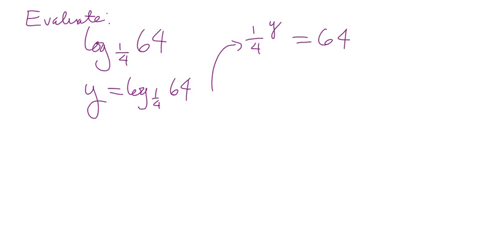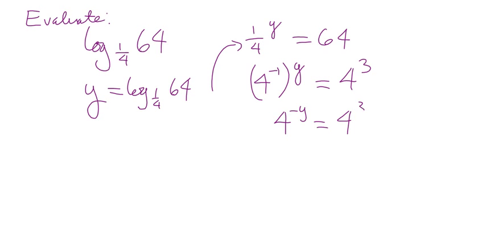Now, unfortunately, if this was base 10, life would be easy, right? You'd just go log 64 and pull the number out of the calculator. It isn't. So we need to express these as powers of the same base, and that base is 4. So what's 1/4 expressed as a power of 4? 4 to the -1, right? And then it's to the power y. What's 64 as a power of 4? 4 to the 3. So what do we get? 4 to the -y is equal to 4 to the 3. -y equals 3. y equals -3.